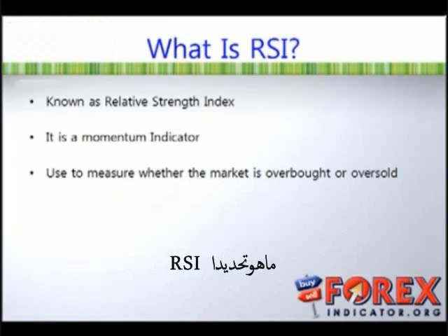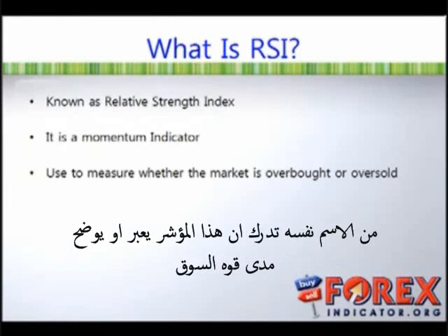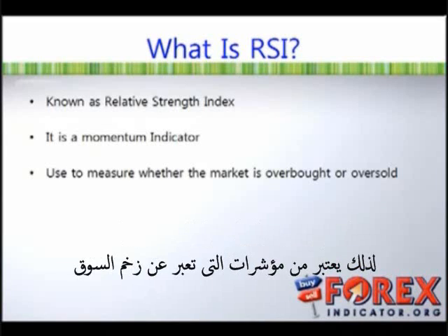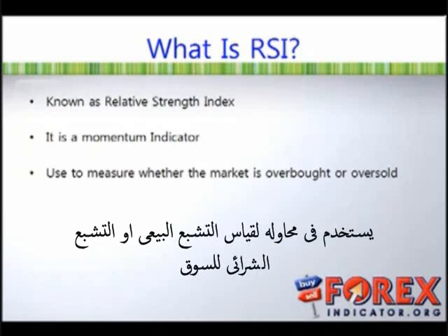So what exactly is RSI? The RSI indicator is also known as the relative strength index. From the name itself, it tells you that this indicator can tell you the strength of the market, and therefore it's a momentum indicator. So what does a momentum indicator do? It is used to measure whether the market is currently overbought or oversold.